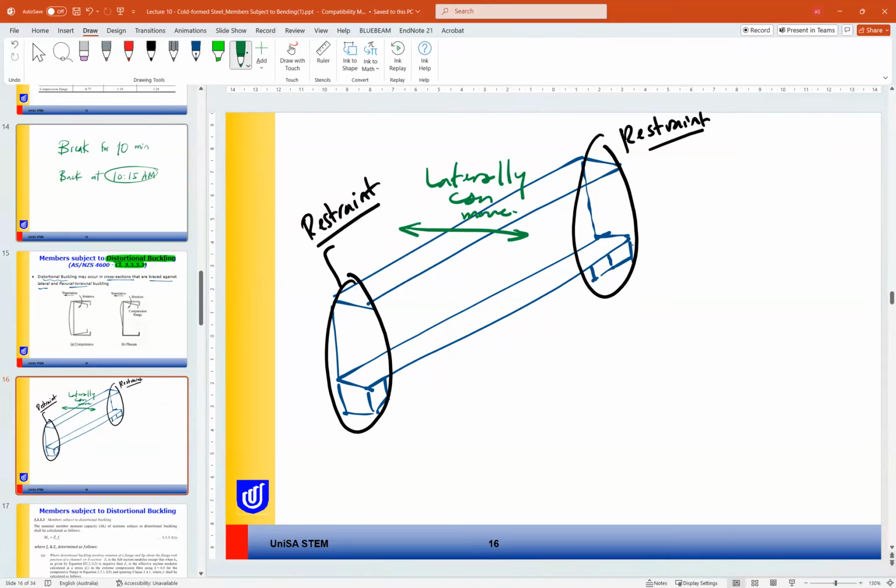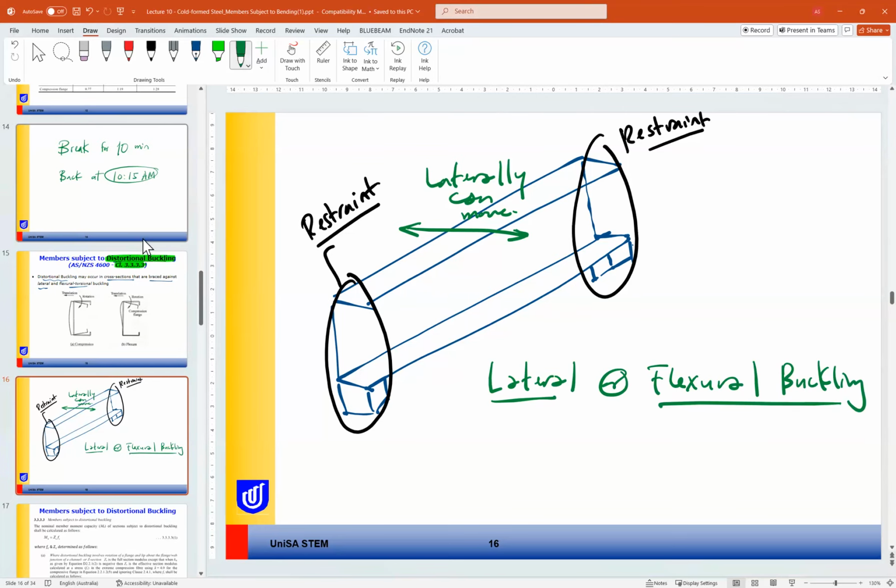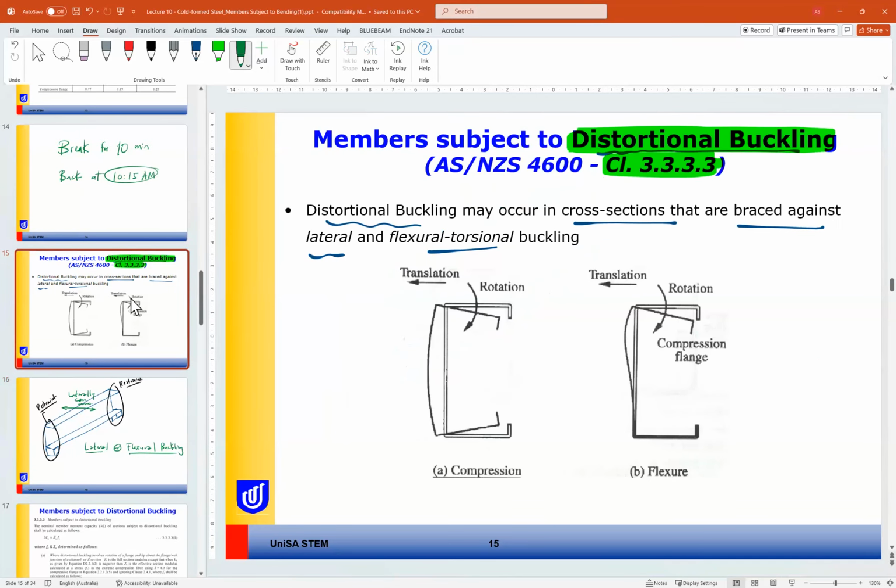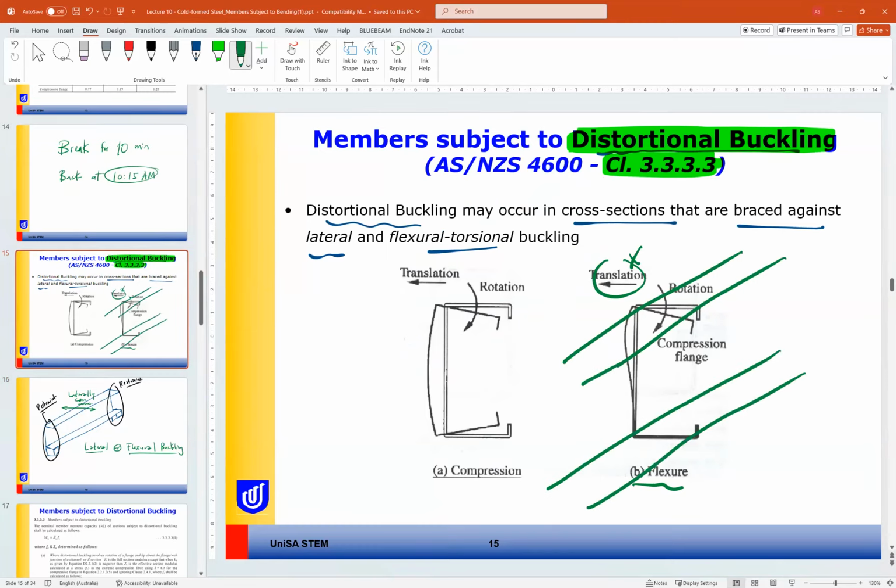Okay, so this is the case of the lateral or the flexural buckling. But for distortional buckling, the beam along its length is not free to translate. So translation is not allowed. So under flexure, the beam along its length is not free to move laterally.